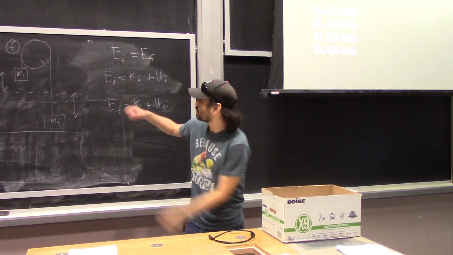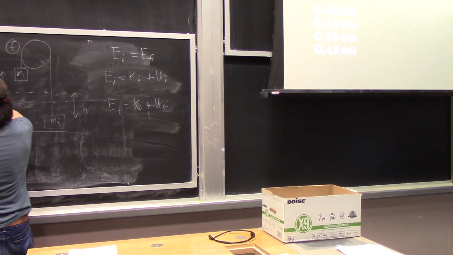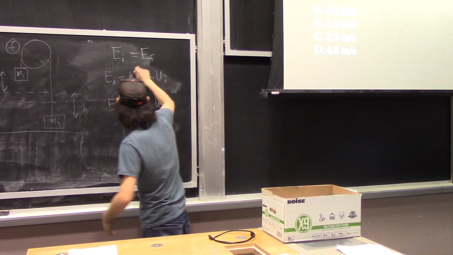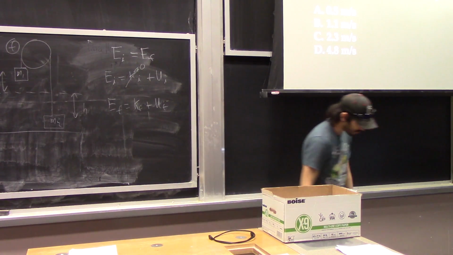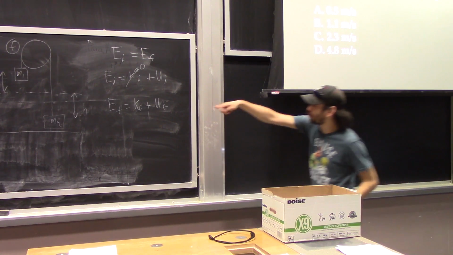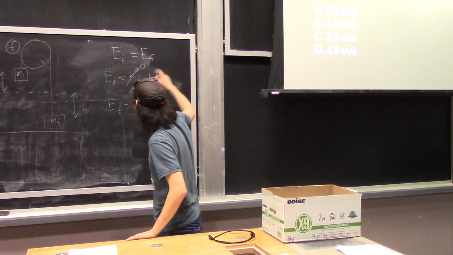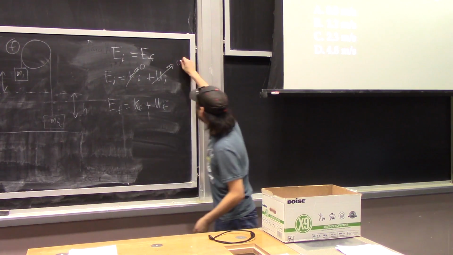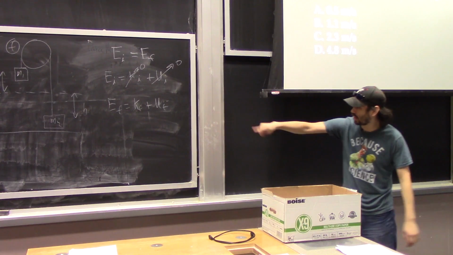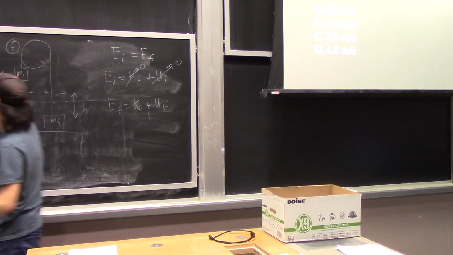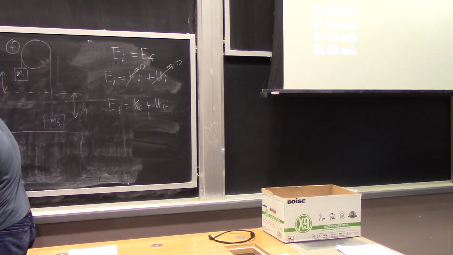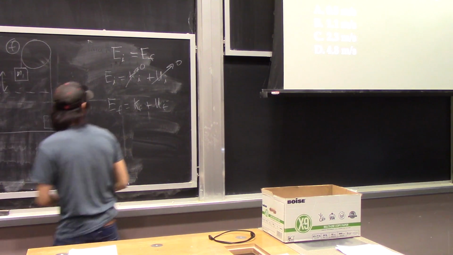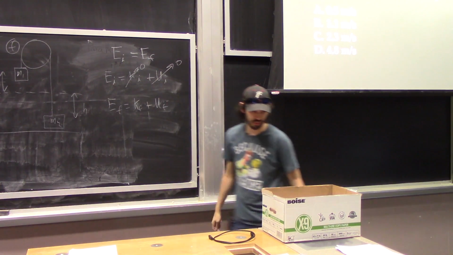When we look at this, we know that we're releasing this from rest. That means that the initial velocity of the system is 0, which means that the initial kinetic energy is 0. Now, for this choice of coordinate system, because the potential energy U is going to be equal to mgh, the initial potential energy is going to be 0, because we're saying that 0 is where the two masses start. So that says that the initial energy is going to be equal to 0.